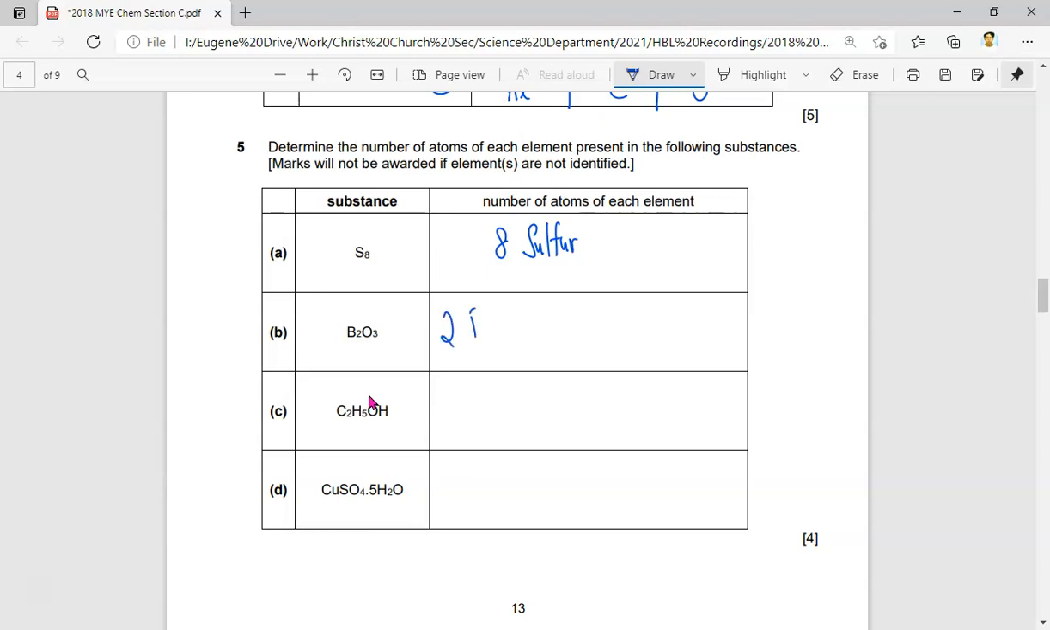B2O3, so I got 2 B. B actually is for boron. O3, so actually I got 3 oxygen. Okay, so do take note of it. C2H6O. So you can see there's H over here, so let's combine the thing. There's 2 C's, total there's 6 H, and there's 1 O. So I should have 2 C's, C is carbon, 6 hydrogen, and 1 oxygen.